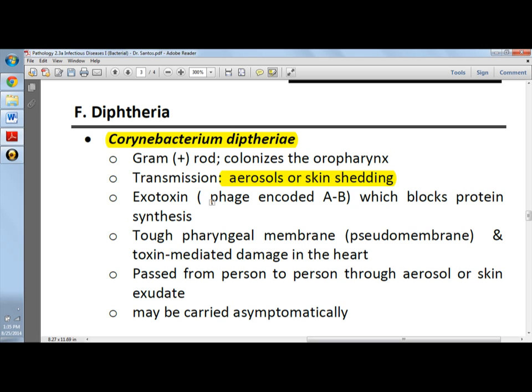Exotoxin, the phage encoded AB toxin. It is the A fragment that catalyzes the covalent transfer of ADP to EF2, which is needed for protein synthesis. So if this is blocked, there will be no protein production. That is how they block protein synthesis. The tough pharyngeal membrane would present as a pseudomembrane, with toxin-mediated damage in the heart. These are the severe forms of Corynebacterium diphtheriae infection.